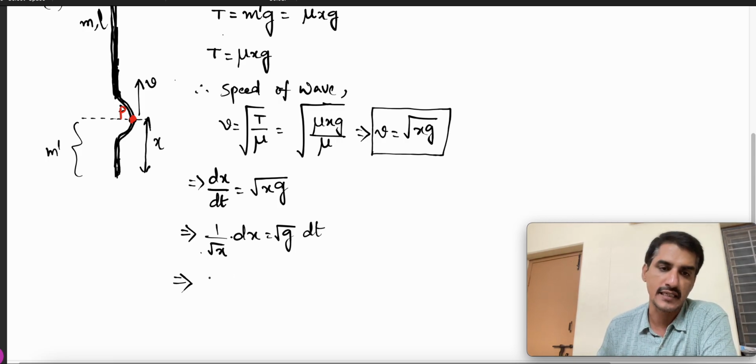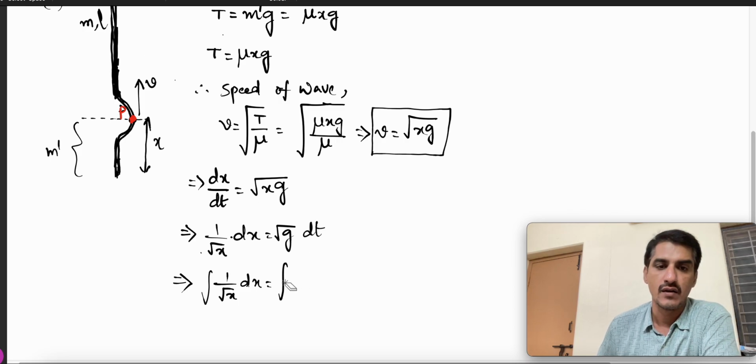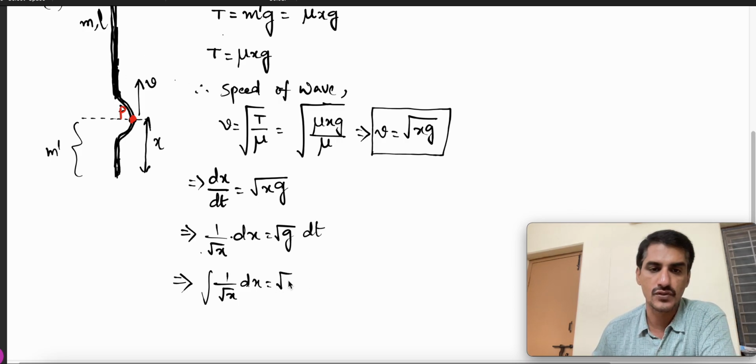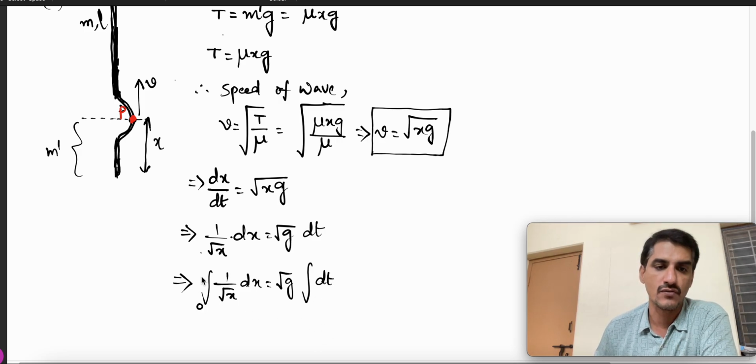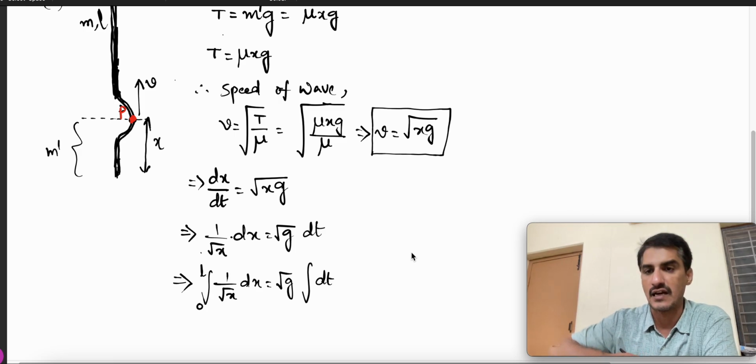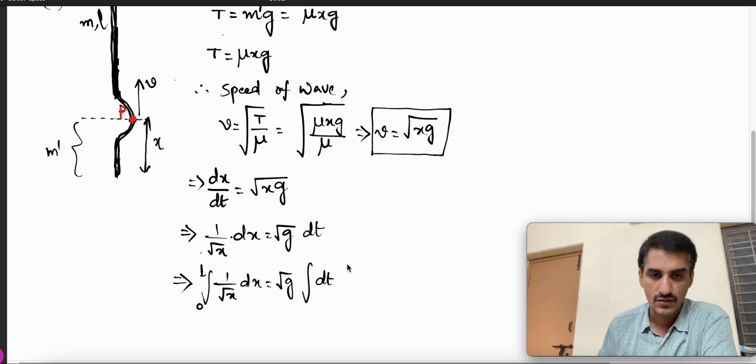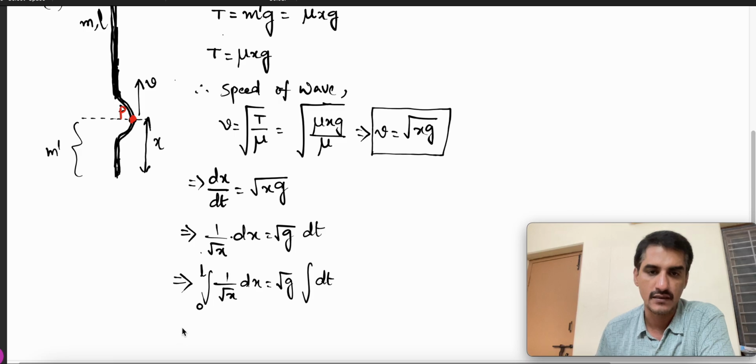Now let us integrate. Integration of 1 by root x dx is equal to root g into integration of dt. The limits are from 0 to L, the total length of the rope through which it is traveling, and for time from 0 to t. So integration of 1 by root x is 2 root x, with limits 0 to L, equal to root g into t.